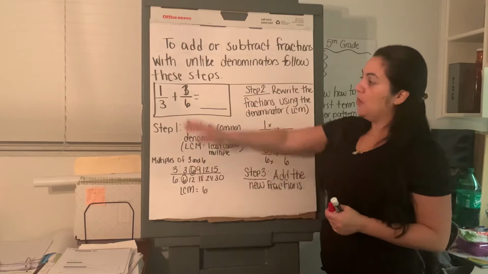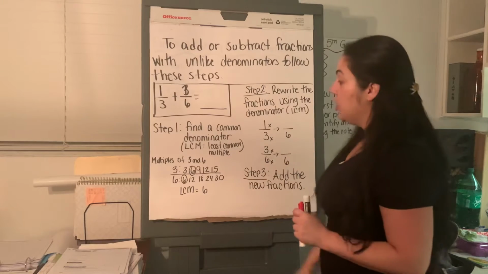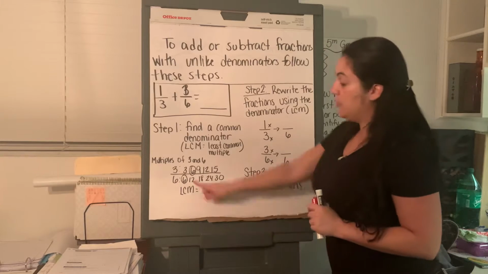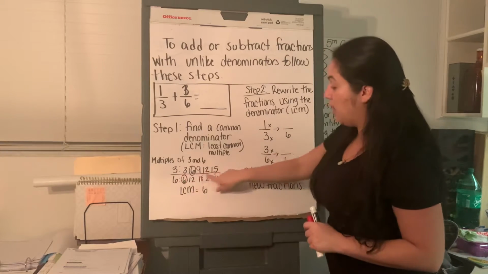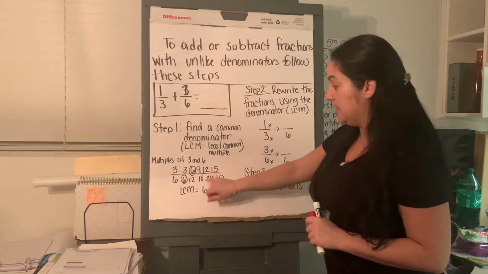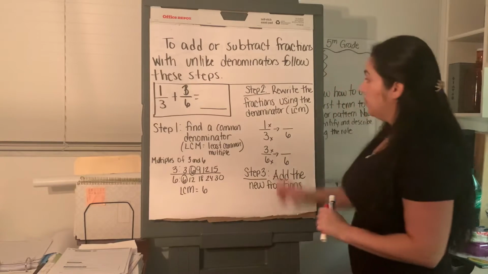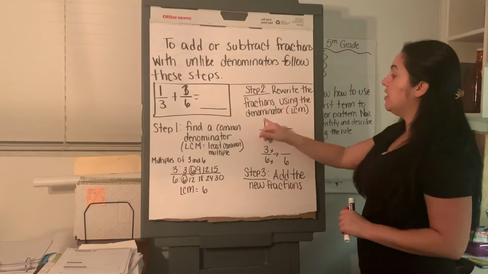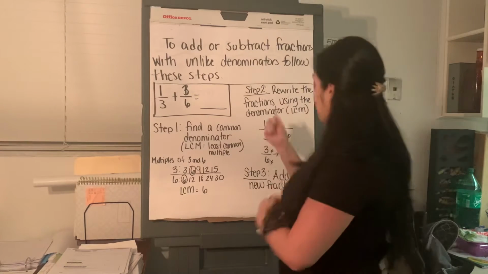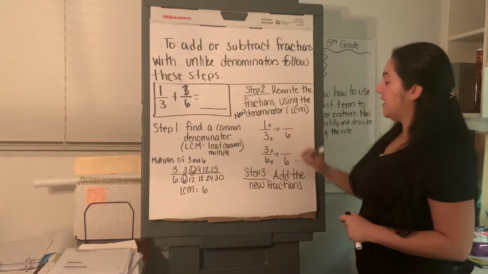So step 1, when adding and subtracting fractions that do not have the same denominator, you need to find the LCM, meaning you need to find the least common multiple. So I rewrite my denominators, I write out my multiples, which I see that 6 is the least. Now there's other ones, but we want the smallest one, okay? So step 2 is to rewrite the fractions using the new denominator, which is my LCM.